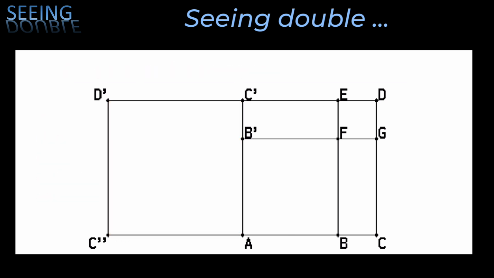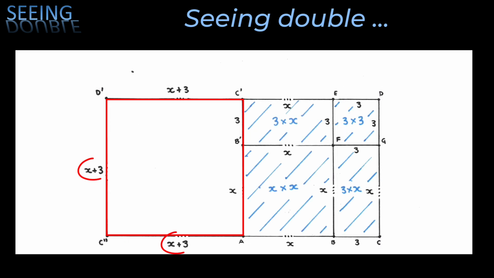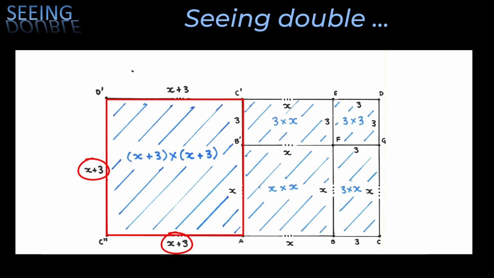How did you go with the square AC'D'C''? I have labelled its side lengths as x plus 3, based on our previous thinking about the length of AC'. With that done, I have labelled the area of AC'D'C'' as x plus 3 by x plus 3. Did you do something similar?